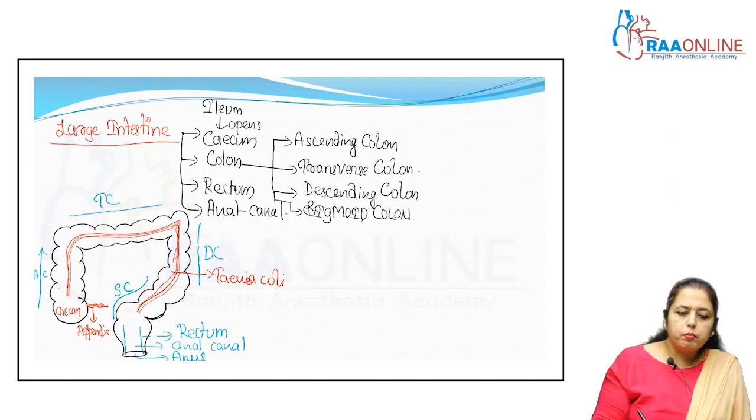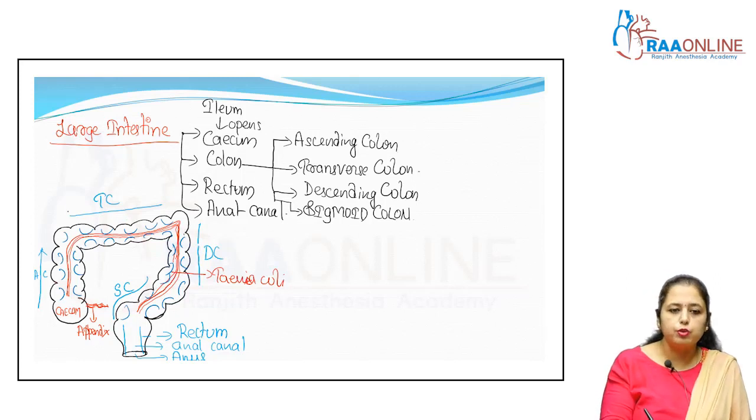Taenia coli, the pocket-like structure formed like that, is called the haustra, right? And due to the fat-filled tissues along the whole length of the colon, that bulged portion looks like that. The bulkiness is just due to the deposition of that fat-filled tissue, and it is called the epiploic appendages, right?